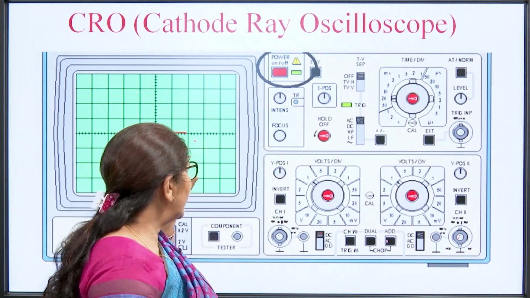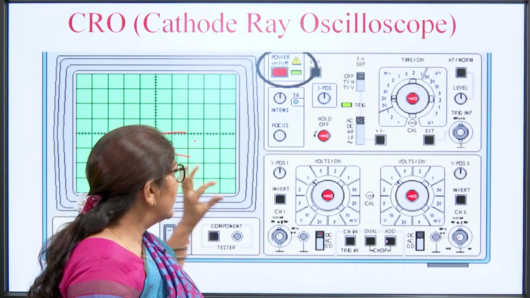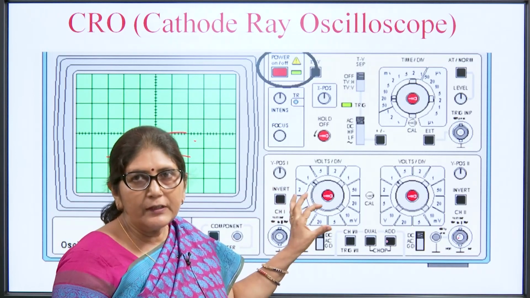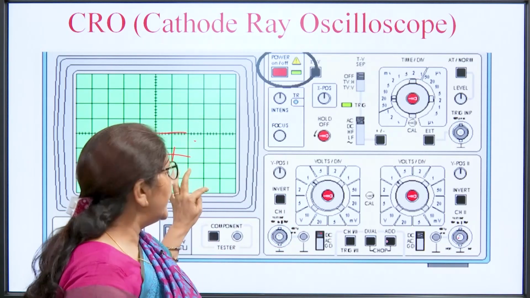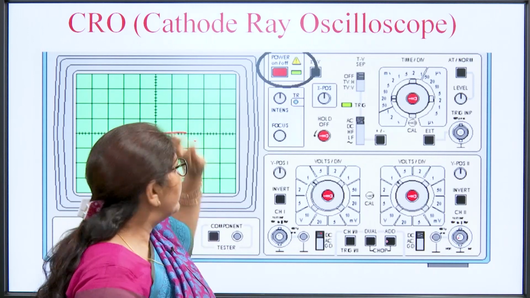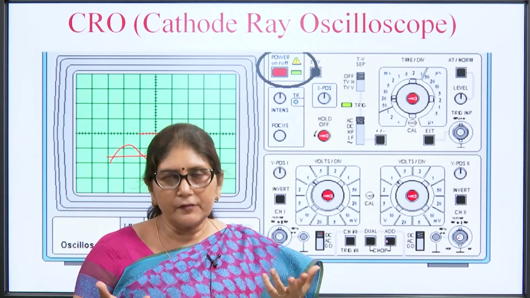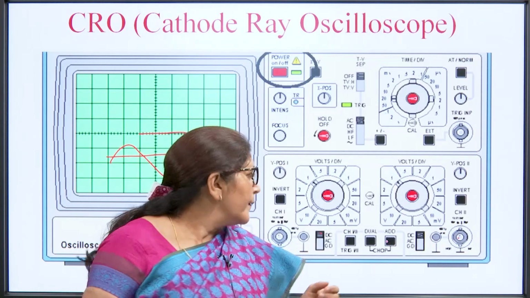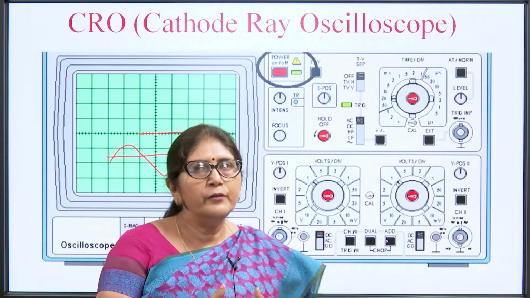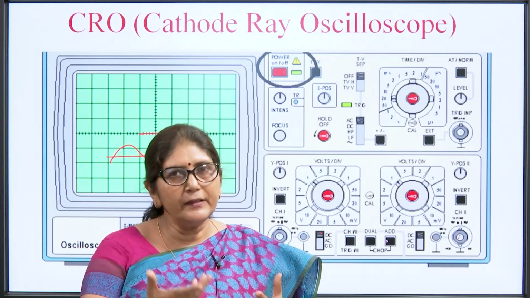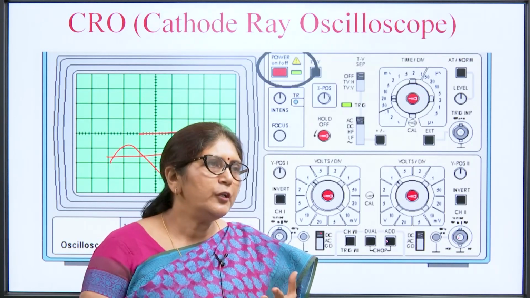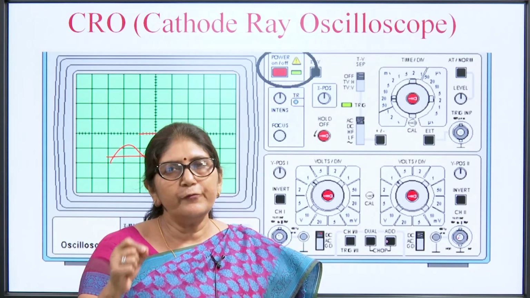It means in this CRO the maximum that we can measure is 20 multiplied by 8, as there are 8 divisions. So, 20 into 8, that is we can measure 160 volt maximum. If we want to measure a voltage higher than 160 volt, then we will use probes which are 10:1.